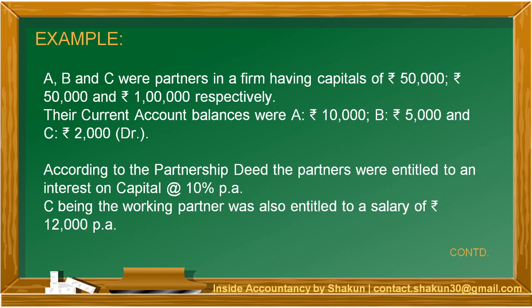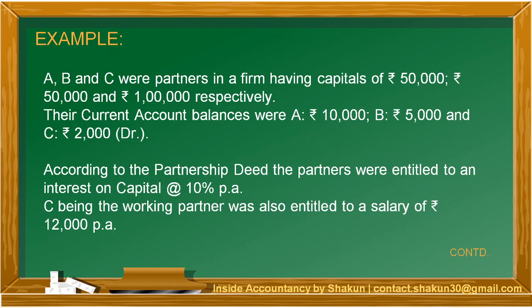Let's take an example. A, B and C were partners in a firm having capitals of 50,000, 50,000 and 1 lakh respectively. Their current account balances were A 10,000, B 5,000 and C 2,000 DR. That means C has a debit balance in the current account. Since it's not mentioned for A and B, therefore we assume their balances to be credit balances.